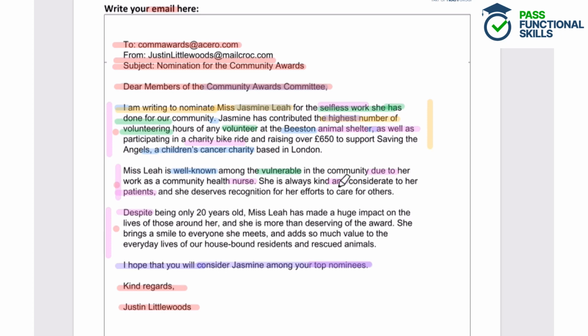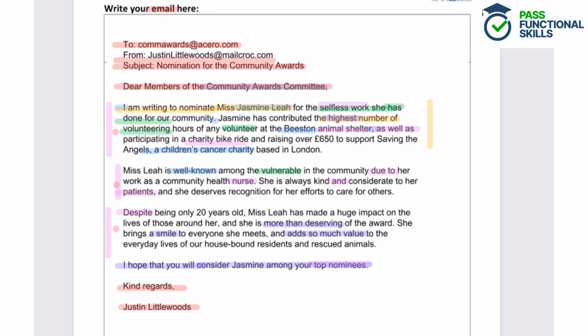And we've got some positive language throughout the answer as well. So we're told that she is more than deserving and she makes people smile and she adds so much value to people's lives. So we're using these positive adjectives to really persuade the reader that Jasmine deserves this award. So when you're writing your own answers, try your best to identify the audience and purpose in the question and think about whether the question is prompting you to write persuasively or to write informatively, or whether there's any other underlying purpose that you should be writing for.